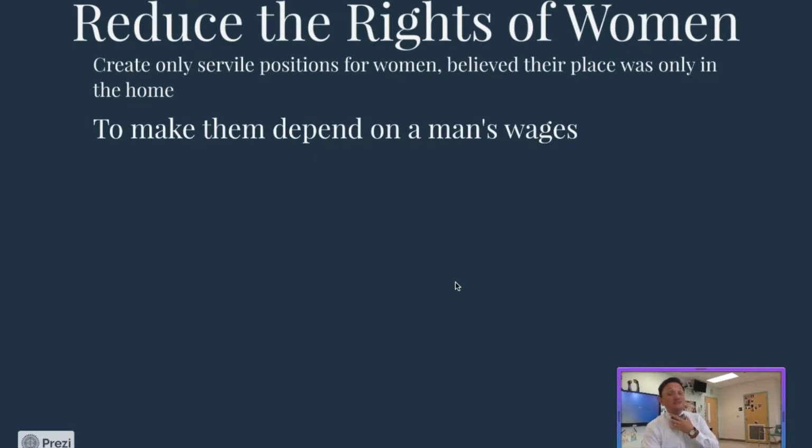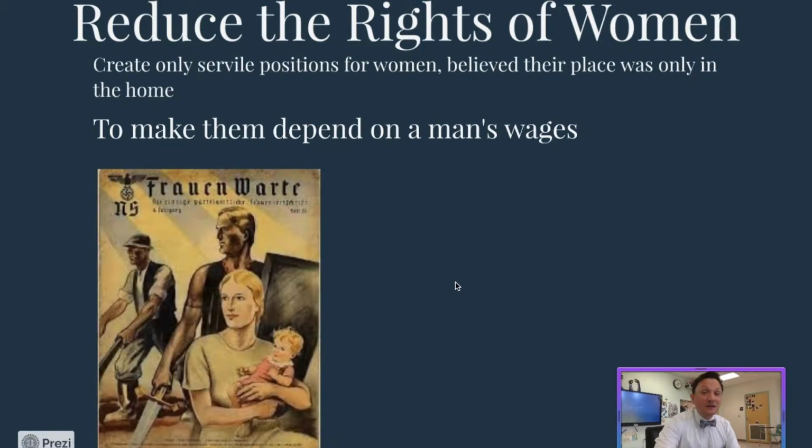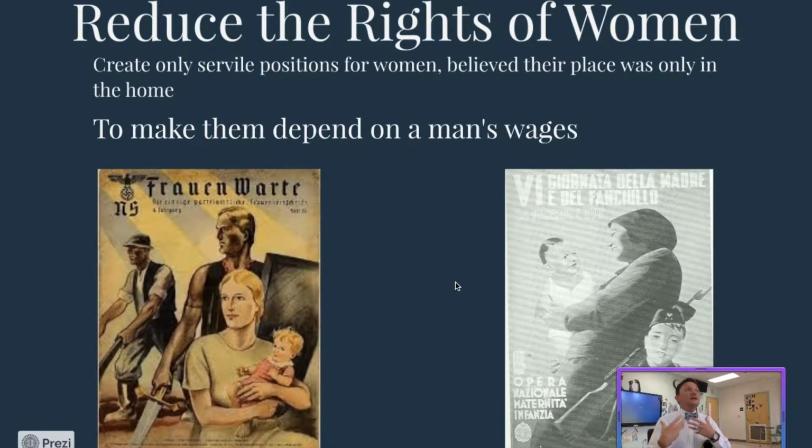They wanted to create only servile positions for women, believing that their place was only in the home, to make them depend on a man's wages, right? So the big thing you have to understand is they're trying to push the idea that the rights of women need to be rescinded. Because when the Great Depression hit, women were more likely to keep their jobs because they were paid less. This is going to create even more fractured masculinity issues, leading to a giant population of men that can be recruited by Hitler and Mussolini, right?